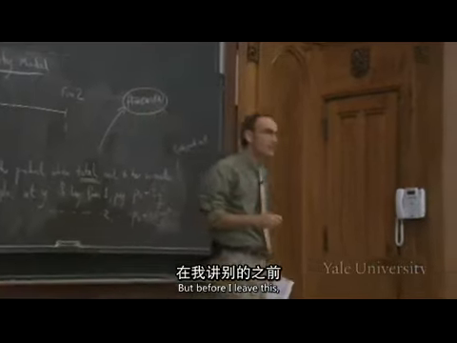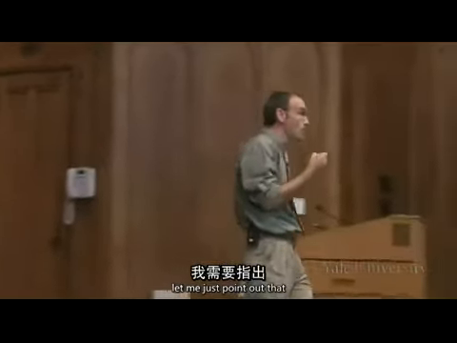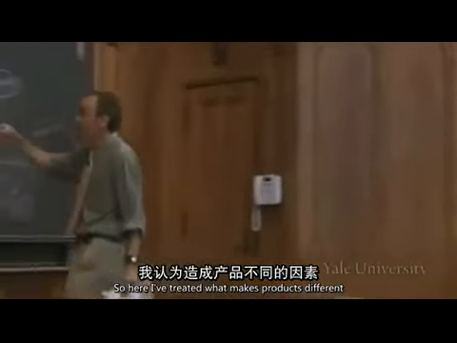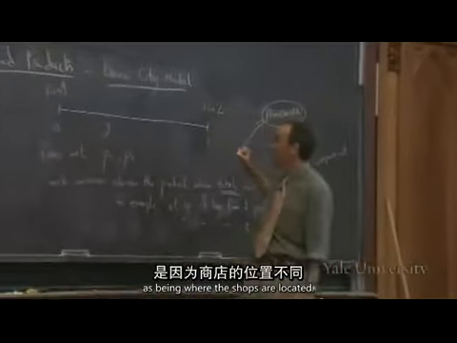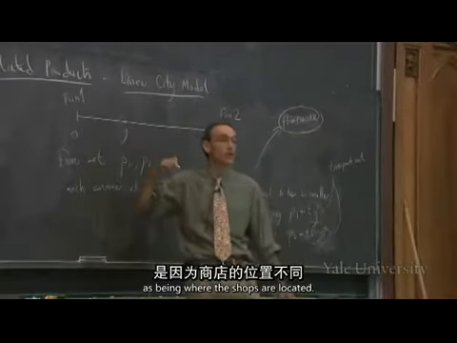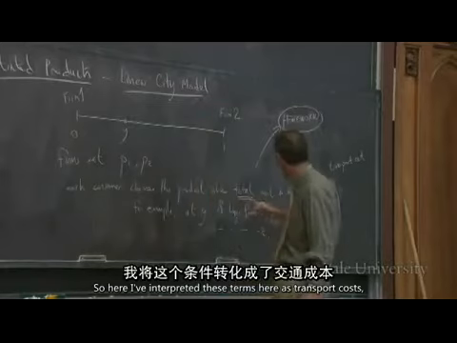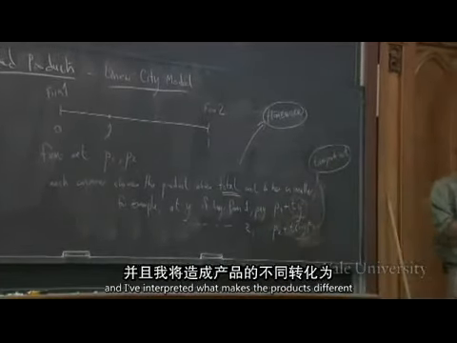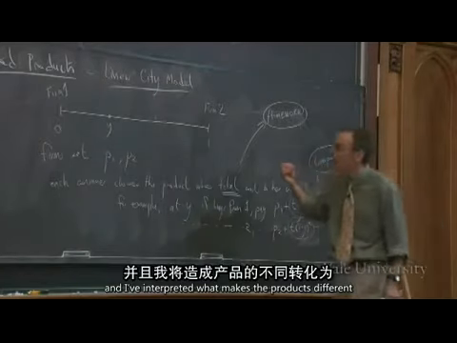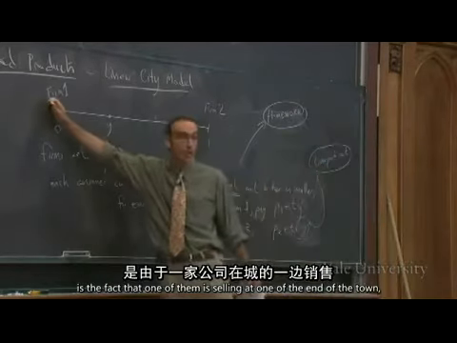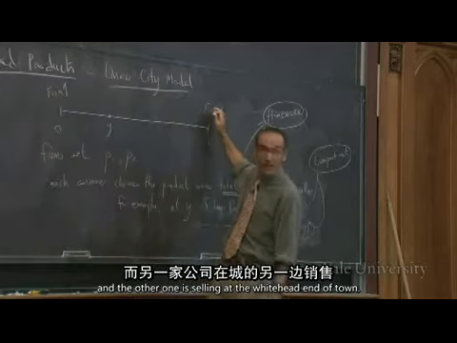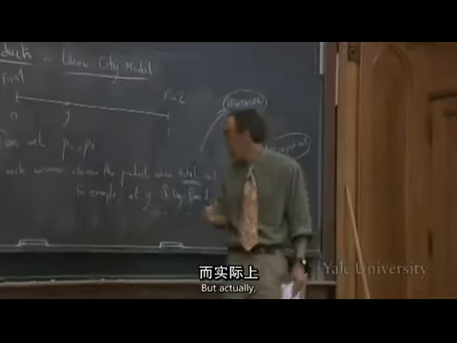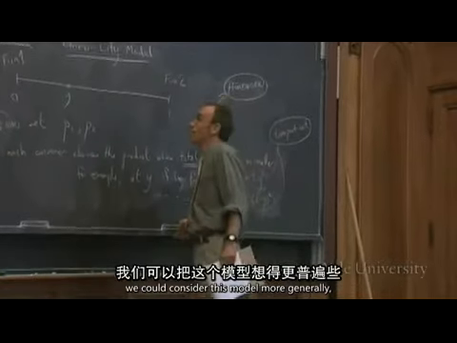But before I leave this, let me just point out that this is a little bit more general than it might appear. Here, I've treated what makes products different as being where the shops are located. I've interpreted these terms as transport costs, and I've interpreted what makes the products different as the fact that one of them is selling at one end of the town, and the other one is selling at the right-hand end of town. But actually, we could consider this model more generally.